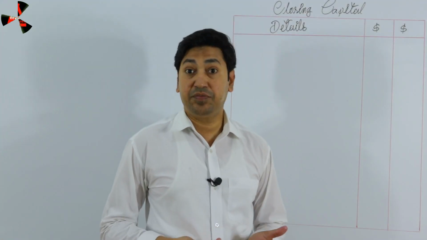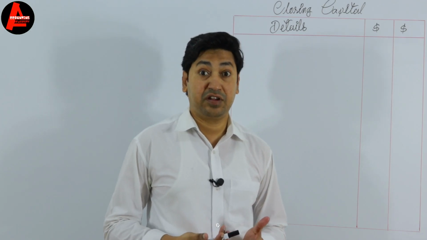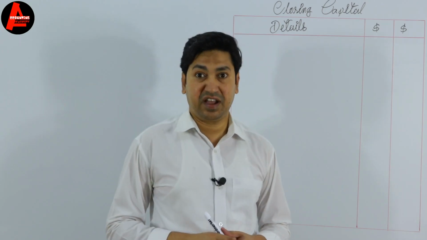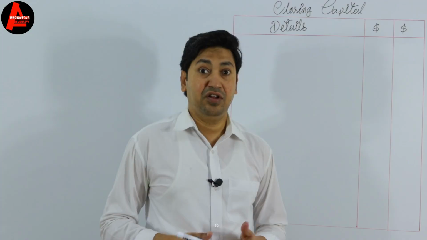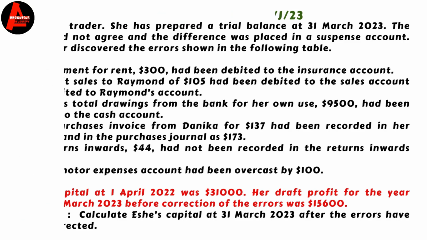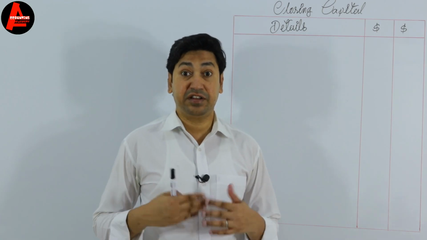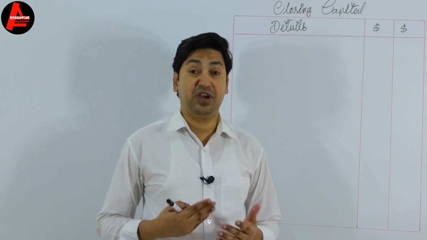Then here we prepare a suspense account. We figure out the difference between debit and credit column of the trial balance on the suspense account. You can watch that video as well. Then her capital at 1st April 2022 was $31,000. Her draft profit for the year ended 31st March 2023 before correction of errors was $15,600. Now the question is, after the correction of all the errors, what will be her profit? Is there any change on the profit or not? We have to check that one.